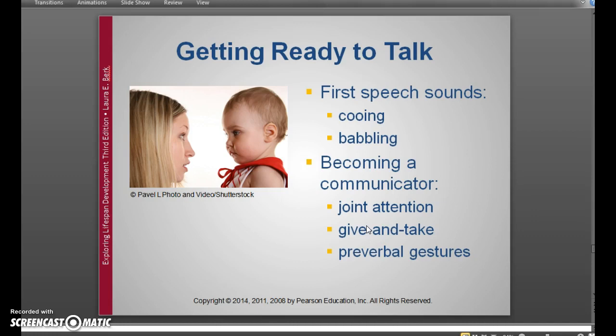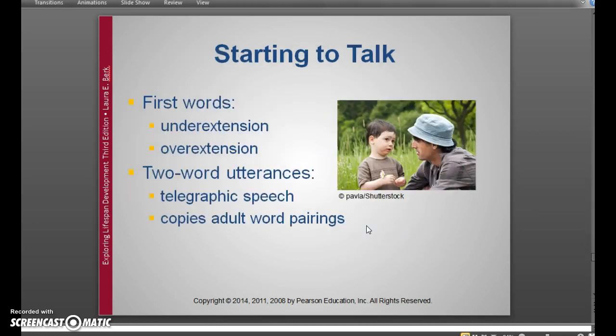So let's go back several slides. He was doing imitation in the very early stages. So as baby is getting ready to talk, they become a communicator. They learn to focus. They make purposeful noises. They'll do give and take, where they'll make a noise, you make a noise, and they'll do pre-verbal gestures. So this is the toddler who points at the fridge, but doesn't use the words. So, pre-verbal gestures.